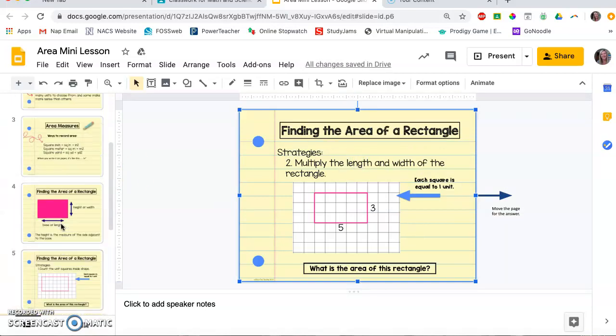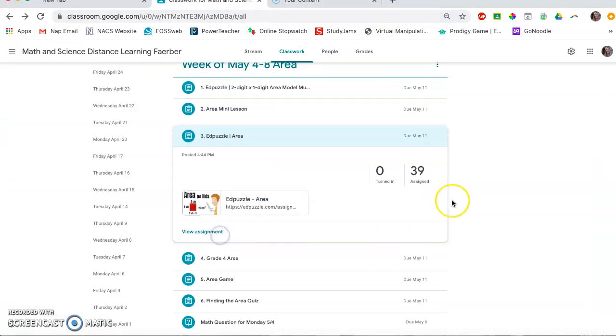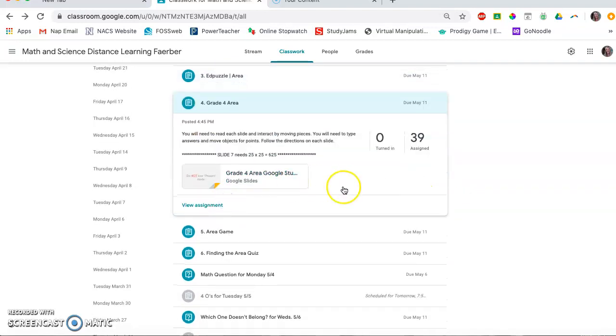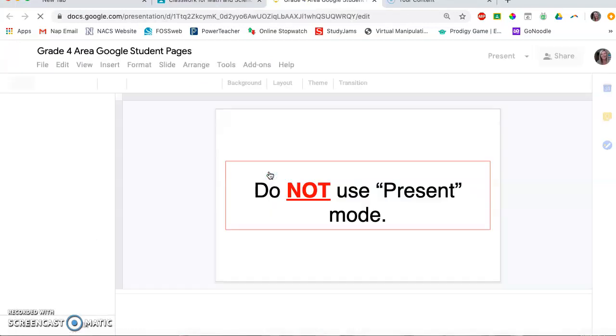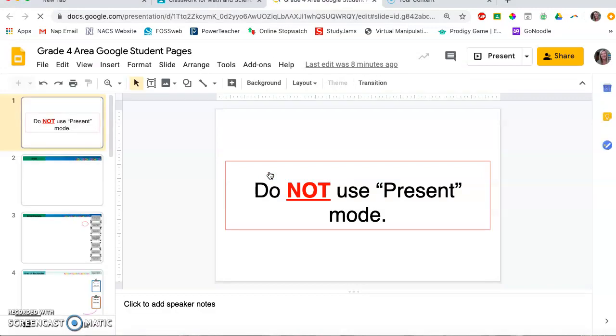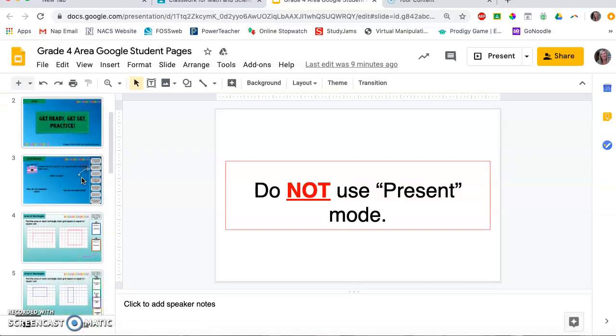After you're done with that, you are just going to turn that in. Then you are going to move on to number 3. Number 3 is another Edpuzzle on area. Okay. Number 4 is an assignment. Every one of you is going to open up your own Google Slides and complete this assignment. When you're done and you click turn in, I'll be able to see all your answers.